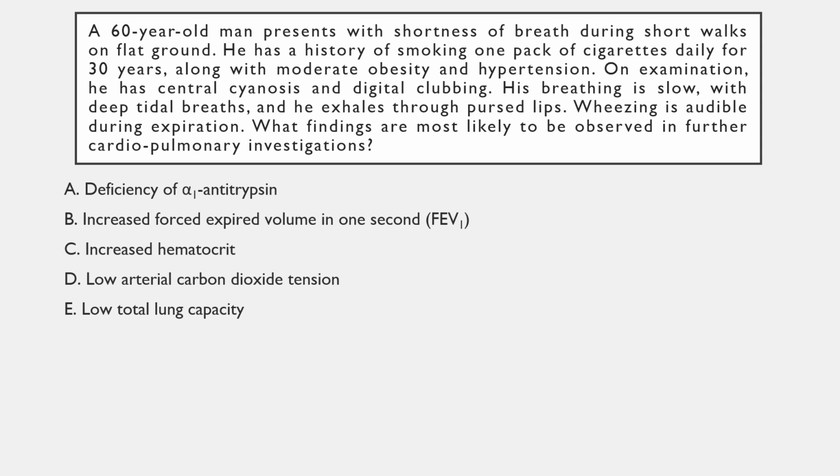What findings are most likely to be observed in further cardiopulmonary investigations? A. Deficiency of alpha-1 antitrypsin. B. Increased forced expired volume in 1 second. C. Increased hematocrit. D. Low arterial carbon dioxide tension. E. Low total lung capacity.